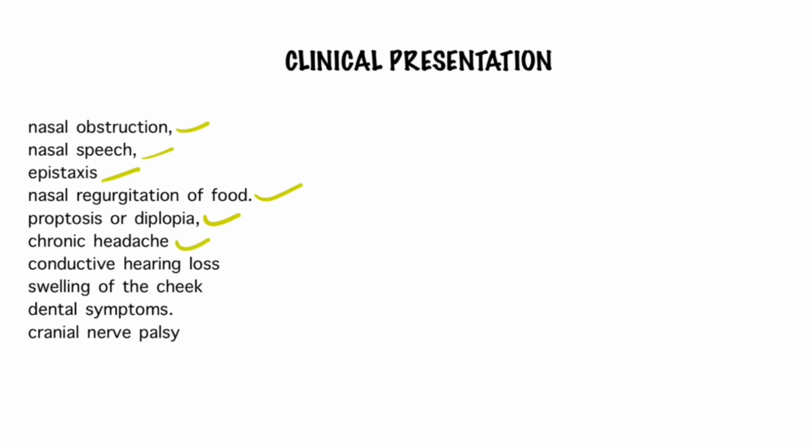And if it involves the skull base also, it can cause you the chronic headache, right? It can cause you conductive hearing loss. How? Because if this obstruction of the ipsilateral eustachian tube happens, that can lead to the conductive hearing loss due to the middle ear effusion. Right? Extensive disease can invade the maxilla. Due to that, we can have the swelling of the cheek and some dental symptoms.